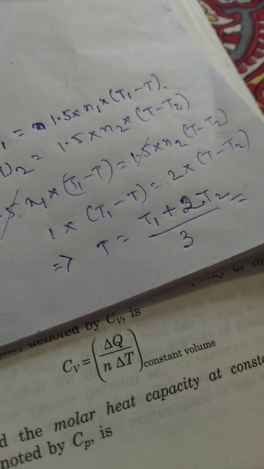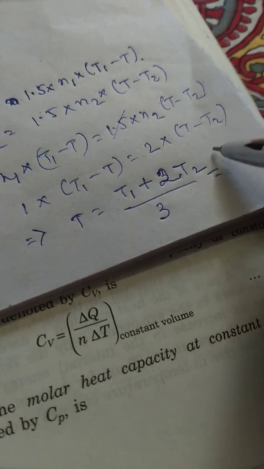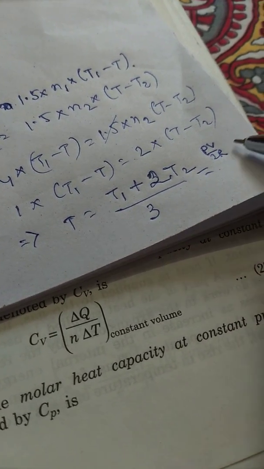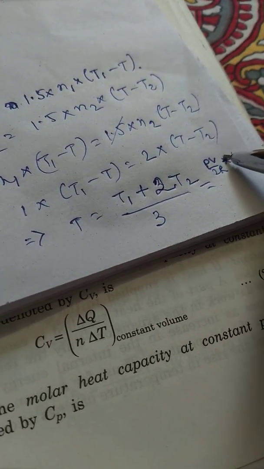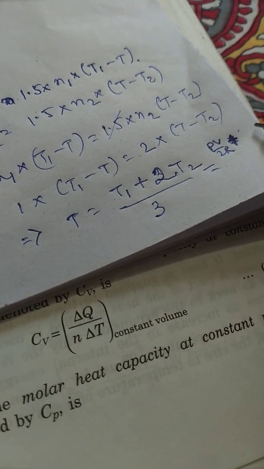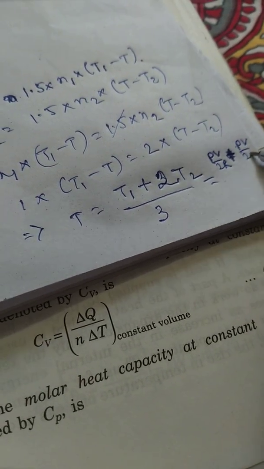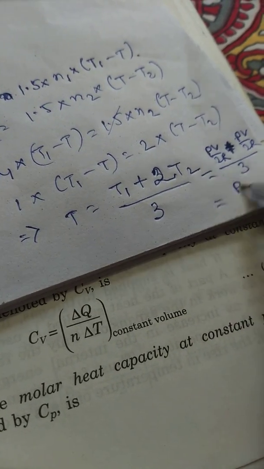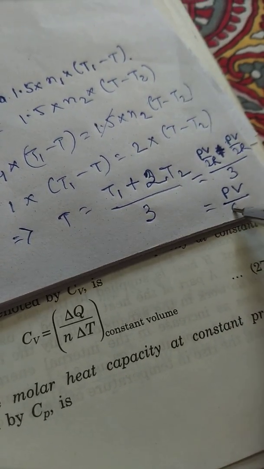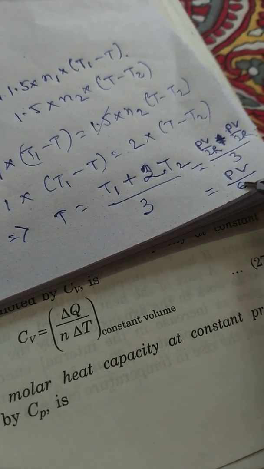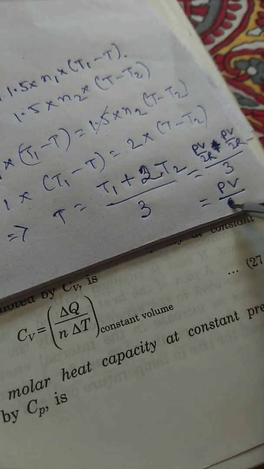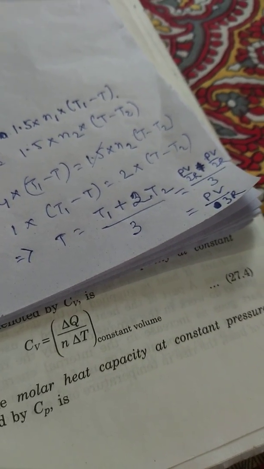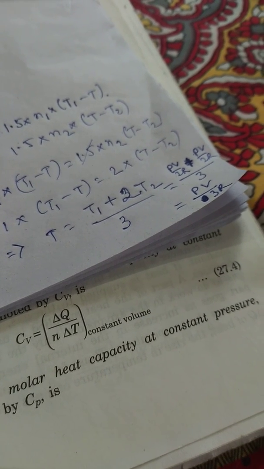So now put the values of T1 and T2. T1 was PV by 2R and T2 was PV by 4R. So this is the addition sign, okay? So it will become PV by 2R by 3. So it will be PV by 3R. PV by 3R is the answer for question C, the final common temperature.